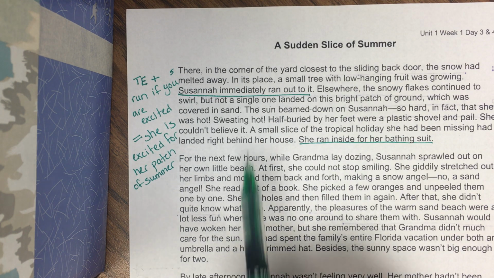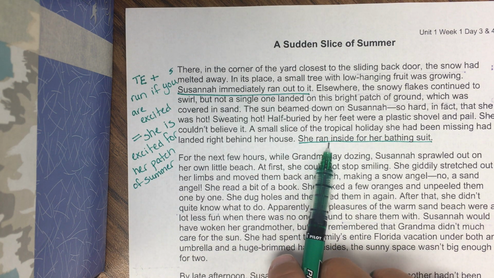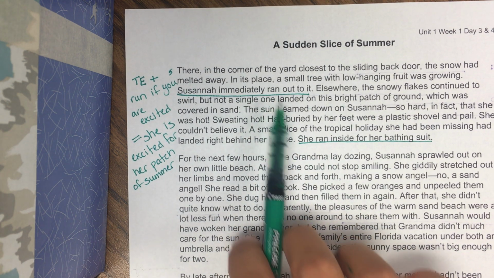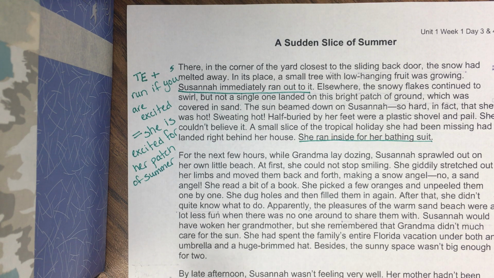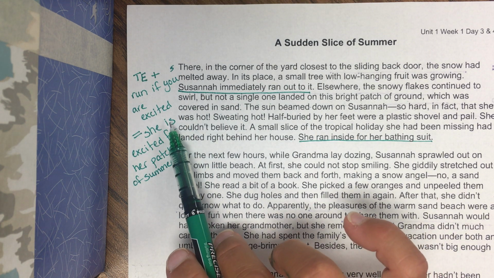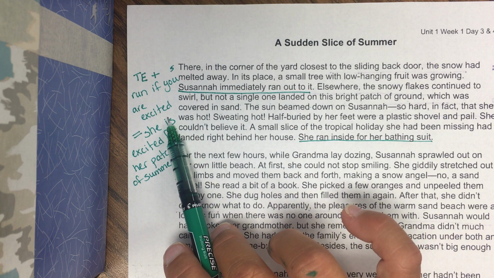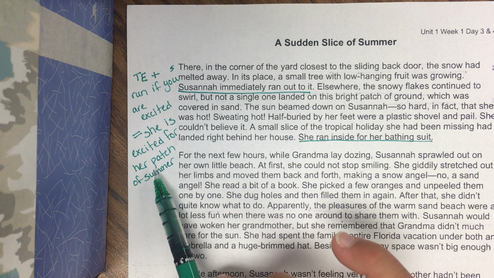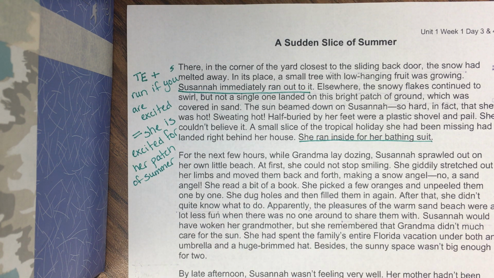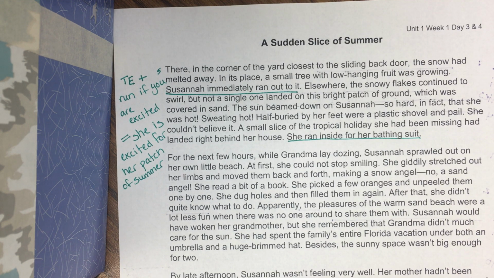This is super important here because I'm making that inference. I took what I read, my text evidence, that she's immediately running inside for her bathing suit. I'm taking what I know, that you oftentimes will run if you are excited, and I made my inference that I think Susanna is excited for her patch of summer.